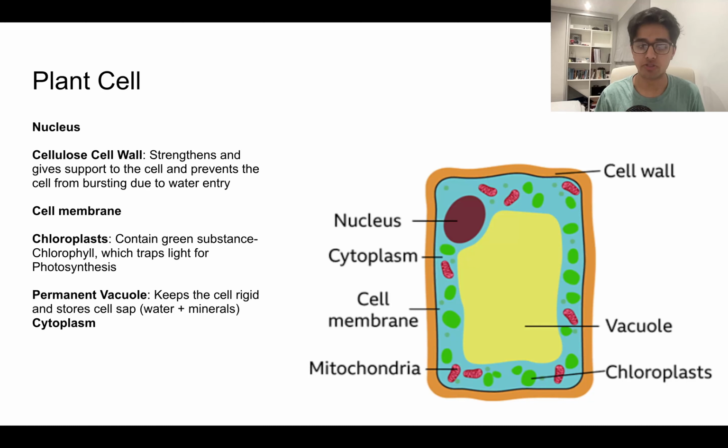The cellulose cell wall strengthens and gives support to the cell and prevents the cell from bursting due to water entry. Chloroplasts contain a green substance, chlorophyll, which traps light for photosynthesis, and we're going to move on to this in a later episode. The permanent vacuole keeps the cell rigid and stores cell sap. When you're talking about the cell wall in plants, make sure to mention the cellulose cell wall, and with vacuole, make sure to call it a permanent vacuole unless the question states otherwise.